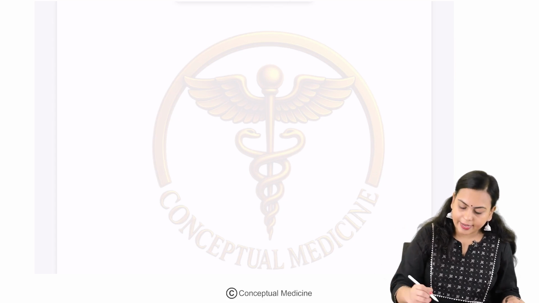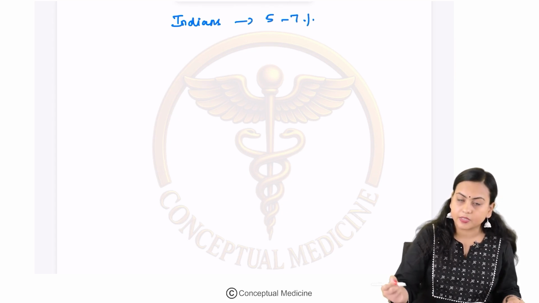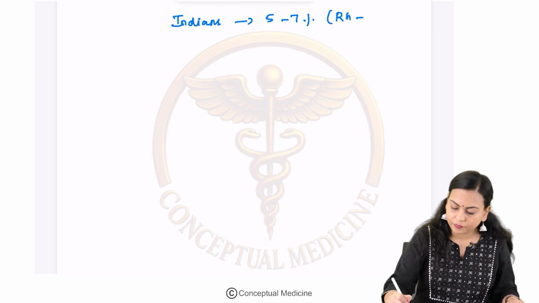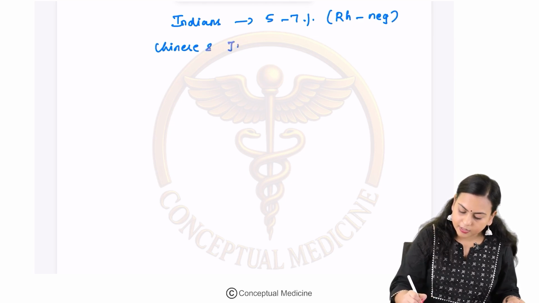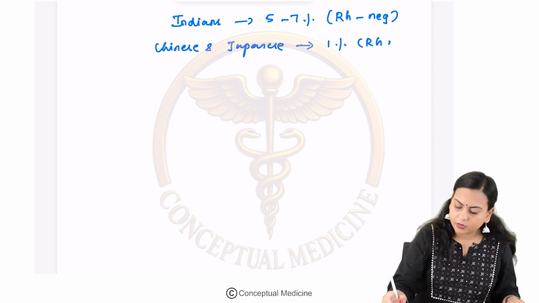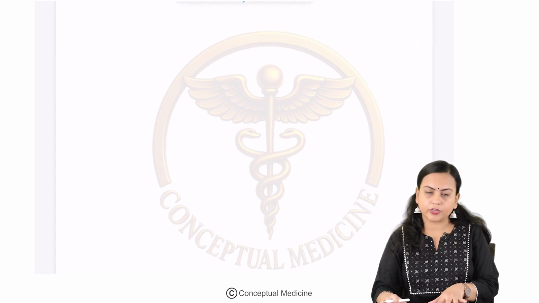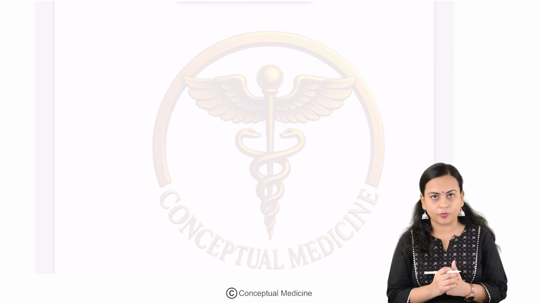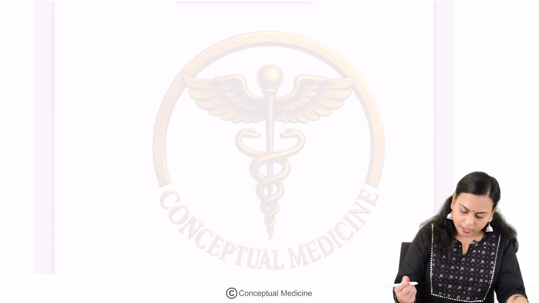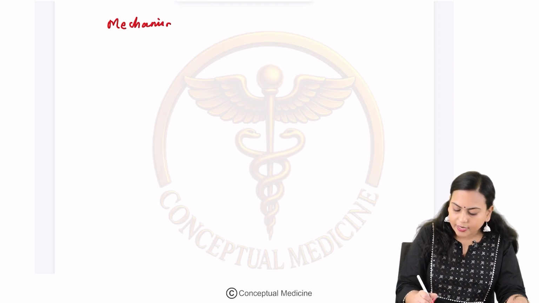Now, Indians have an incidence of 5 to 7% of Rh negative pregnancy. And in Chinese and Japanese, this is around 1%. This makes a significant difference, and it is very important to know about this Rh negative blood group, what complications would arise, and how you are going to manage an Rh negative pregnancy. Clear? Now, first we will start with the mechanisms by which sensitization can happen.